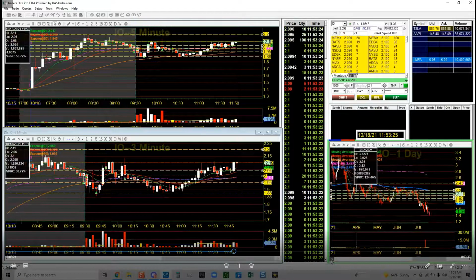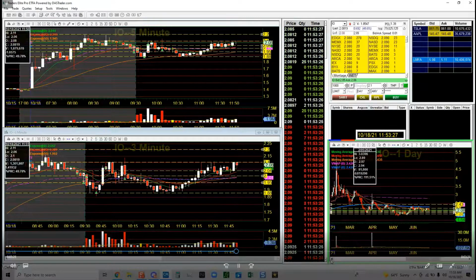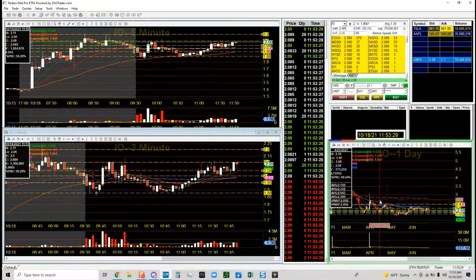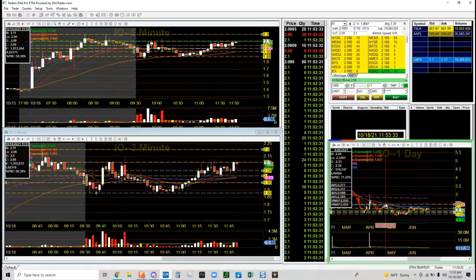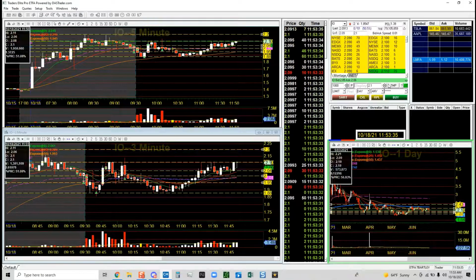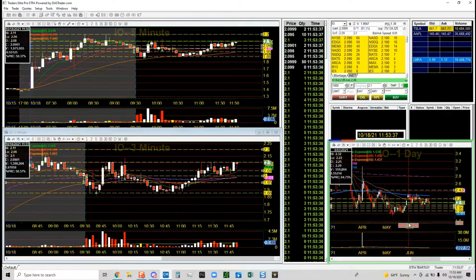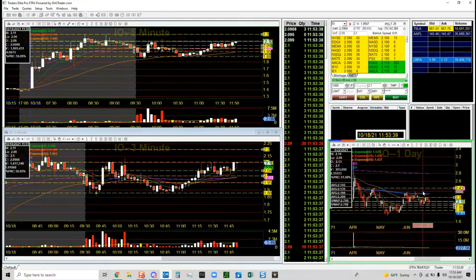Here we go. One more attempt at $2.10. Got instantly rejected. 2.10 again. Here we go. Can it break? Look at all that 2.10. Look at all the greens. The tape is going slow, so that's indicating it won't break. See, now the tape's speeding up.